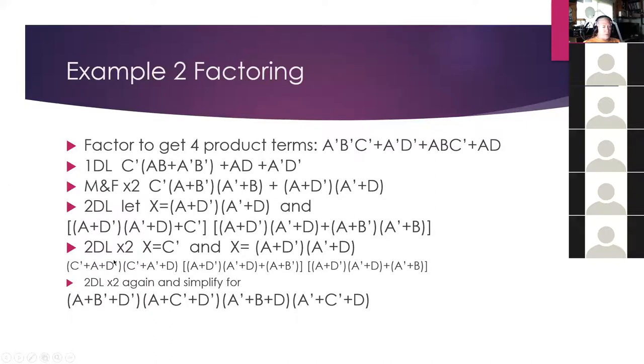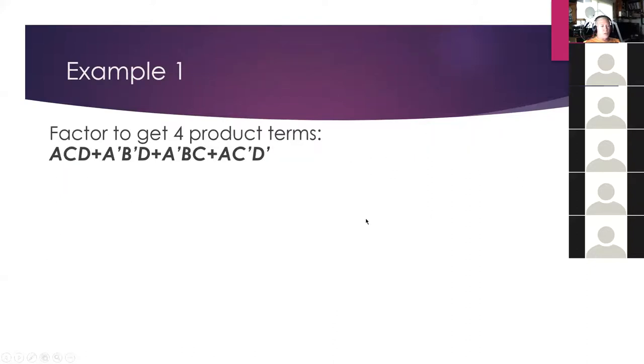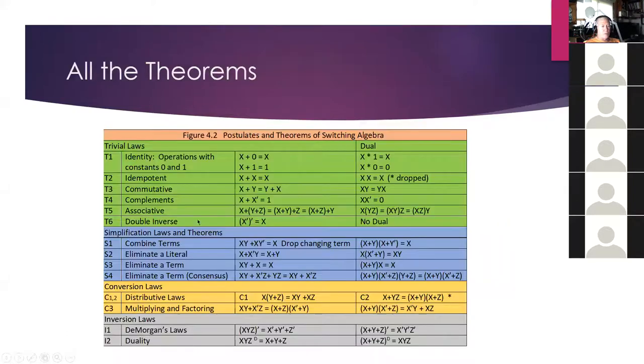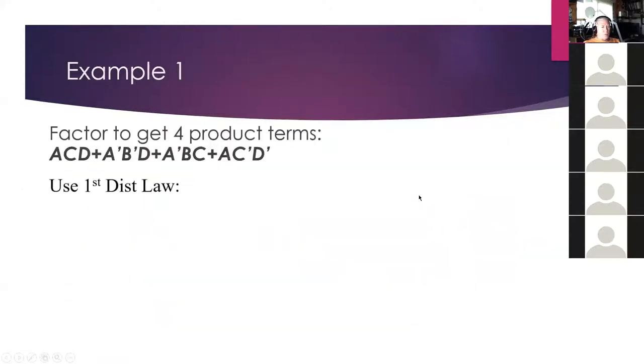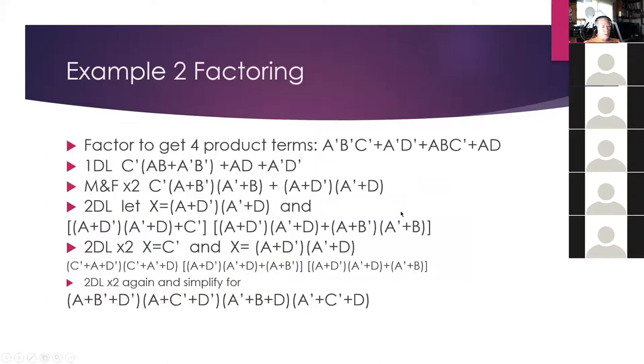let's do some factoring. Here we're going to do the same thing. So we factor to get 4 product terms. We're starting with A prime, B prime, C prime, A prime, D prime, A, B, C prime, and A, D. Okay, so the first thing to do is inspect it to see if there's anything you can use the simplification theorems on. Again, S1, 2, 3, or 4. And again, I said we wouldn't really force you to use S4. So S1, 2, or 3. Well, maybe we don't see any.